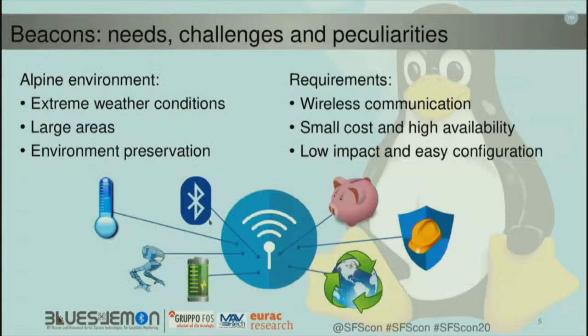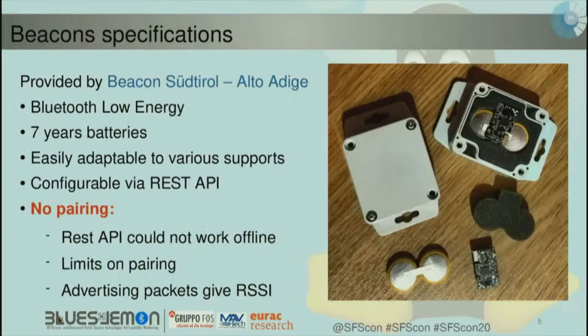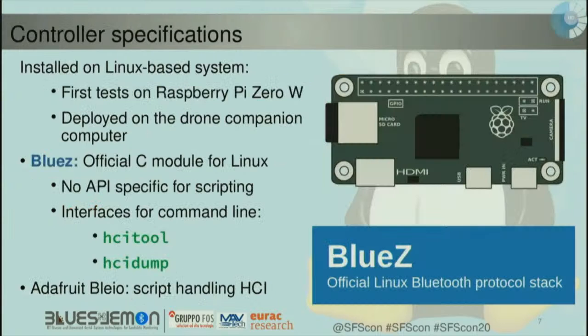This is the beacon we need: wireless, small cost, low impact and easy configuration. This is the beacon we use for testing. It's provided by Beacon South Tyrol Alto Adige. It's a Bluetooth Low Energy Contact IO beacon. And the important thing is that we use no pairing, because the REST API could not work offline. There is a limit on simultaneous pairing, and the advertising packet gives RSSI. That is what we need.